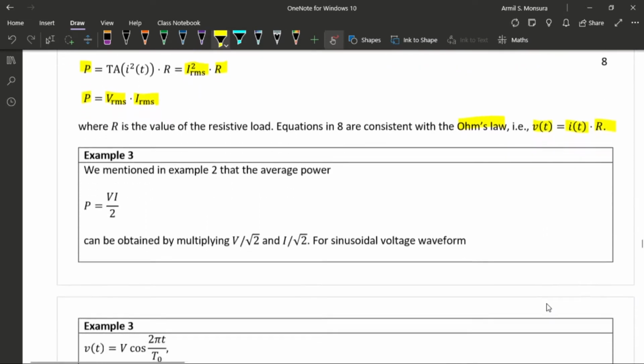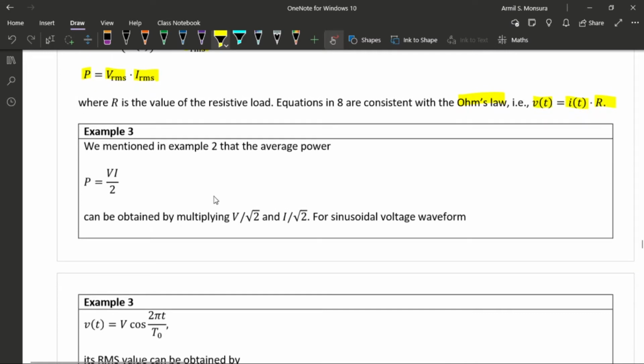So in example 2, we were able to find the average power to be equal to the product VI times 2 divided by 2. And we mentioned that this product can similarly be obtained by multiplying V over square root of 2 times I over square root of 2.